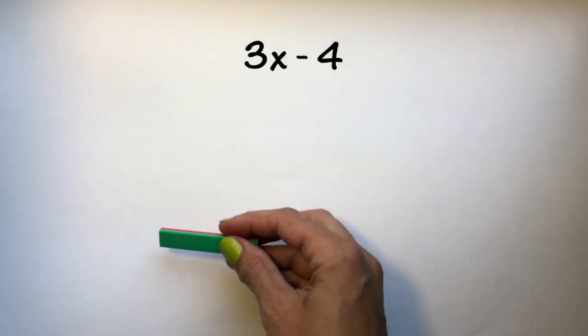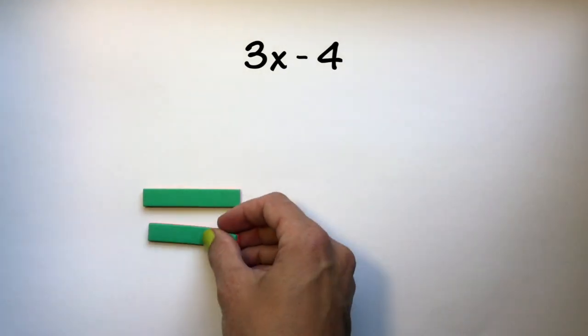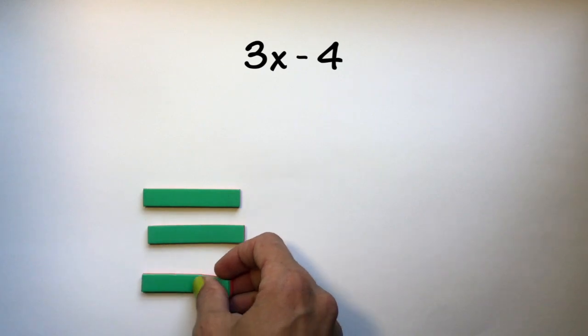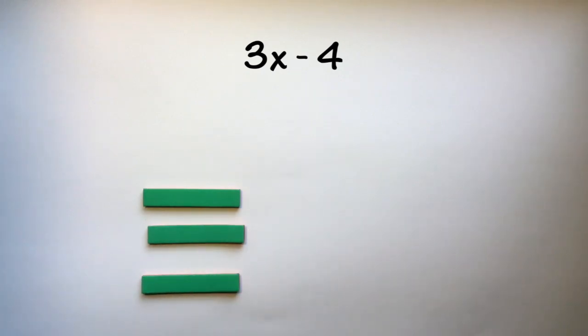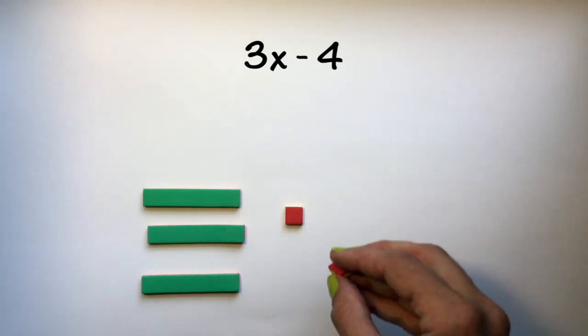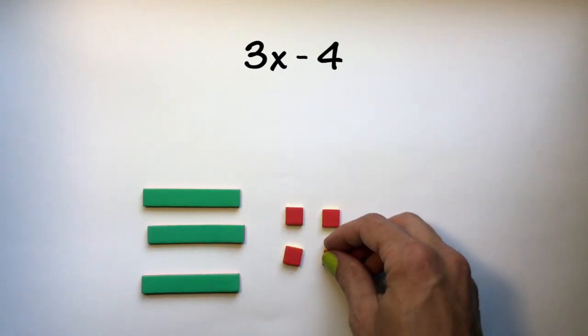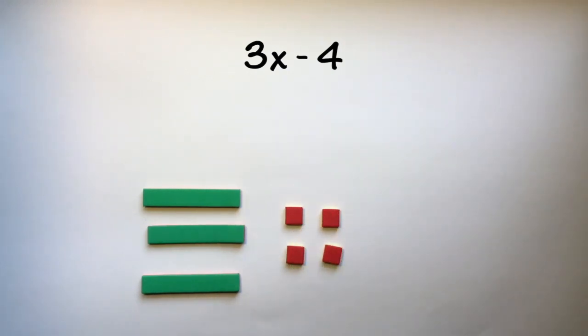Let's look at another example. 3x minus 4. We'll start by modeling 3x. Minus 4 is the same as adding negative 4. So I can put 4 negative tiles. I've now modeled the expression 3x minus 4.